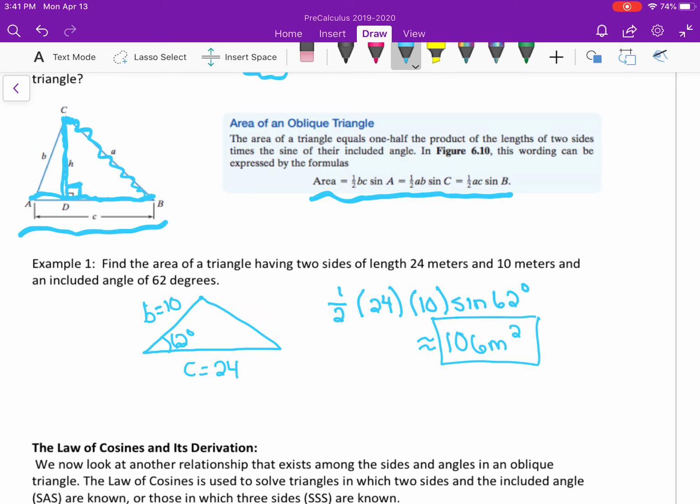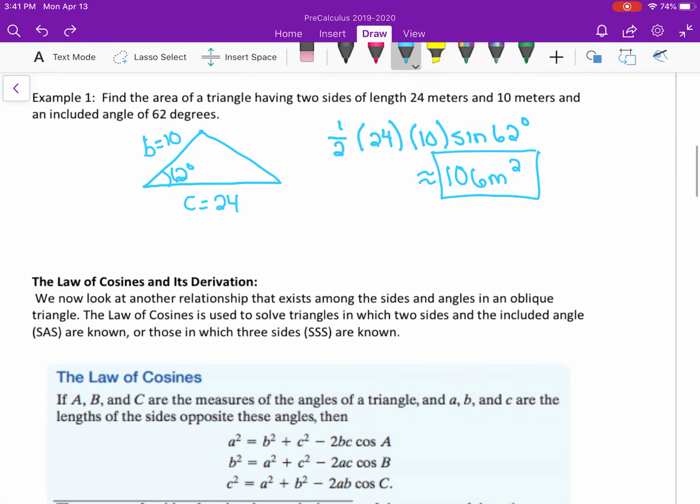This is a handy formula for all those standardized tests that you guys love to take. Just a good formula to remember when you don't have a right triangle. As long as you have a side, an included angle, and a side, you can use that formula. Okay, I just made that triangle really messy.